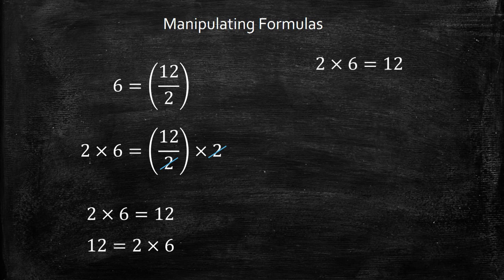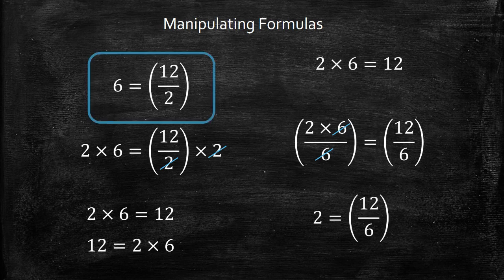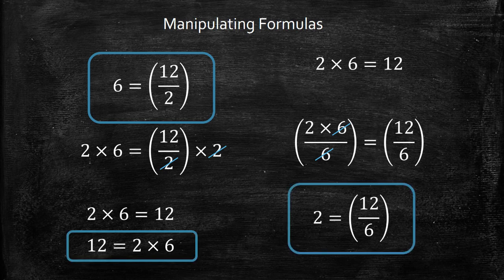Now let's see if we can solve this one more time. So for this one, if I want to get 2 by itself, I'm going to divide both sides by 6. So 2 times 6 divided by 6, the 6's cancel out, and I'm left with 2 is equal to 12 divided by 6. So that's 3 different ways that we could rearrange this formula.